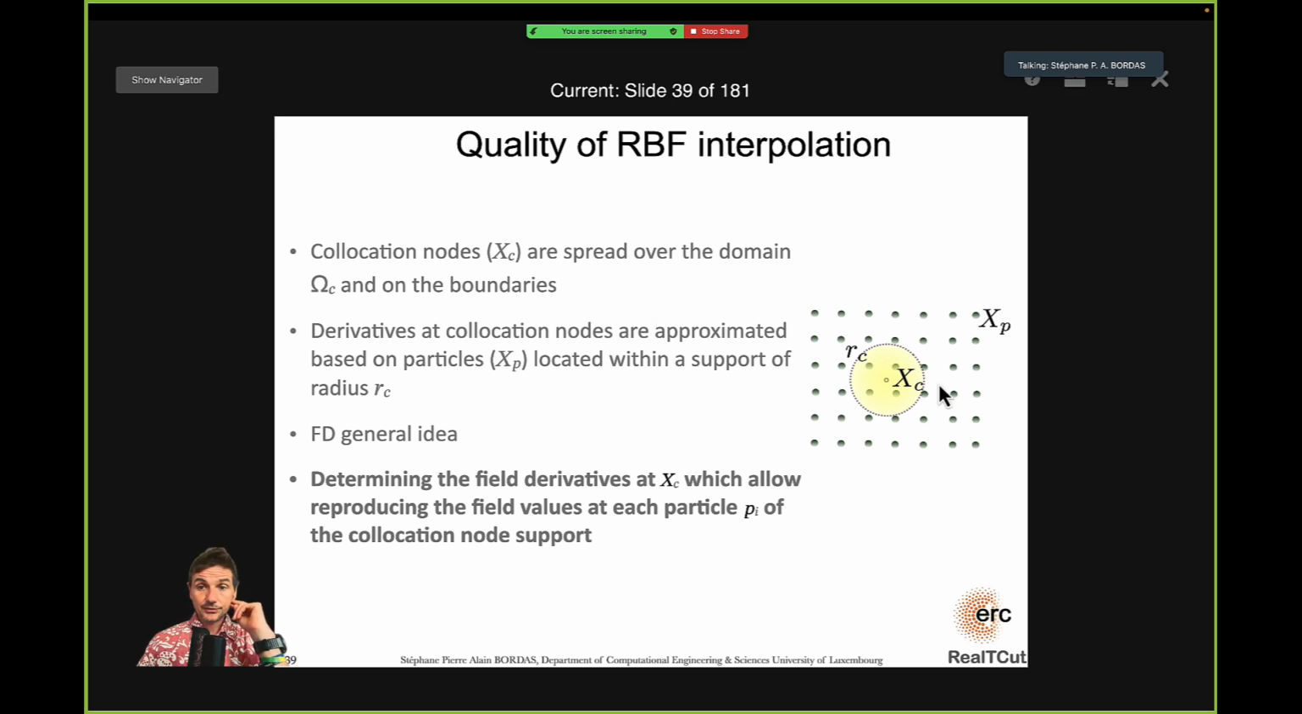Okay, so what are collocation nodes? Collocation nodes are here. So, okay, that's one point, xc. You have a radius, rc, and you have a field point, xp, that are also known as particles. And the support is this area, or the volume, over which the point xc has an influence. And so the question is, okay, what would you like to do? Well, you want to compute the derivatives at xc, which allow you to reproduce the field values at each particle pi of the collocation node support. Okay, so basically you want to compute all the field derivatives here, which allow you to compute the values at points pi.